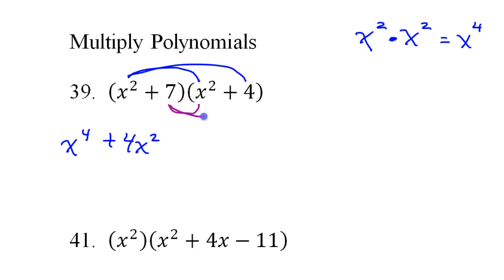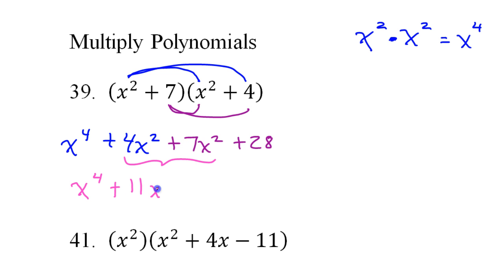Then I will distribute the 7. 7 times x squared is 7x squared. 7 times 4 is 28. Now we've got these like terms here in the middle. So in the end we will have x to the 4th power, and then 4 plus 7 is 11, so that'll be 11x squared, and then plus 28. So that would be the answer to number 39.